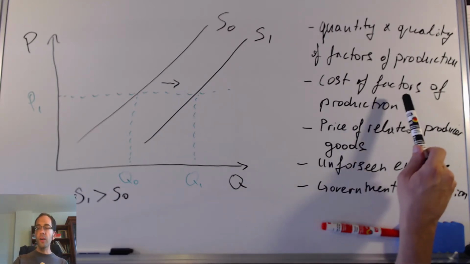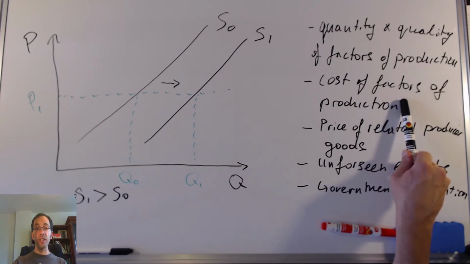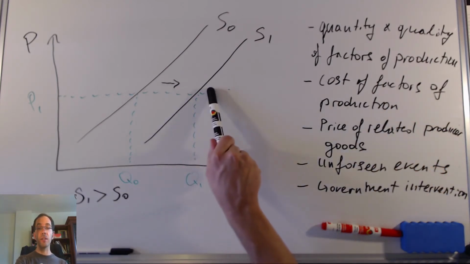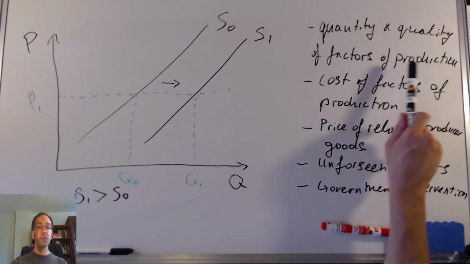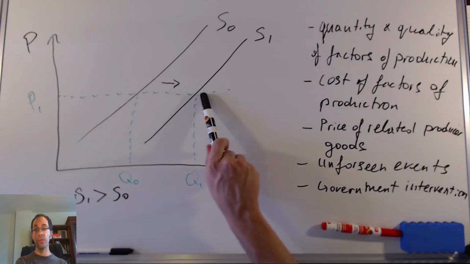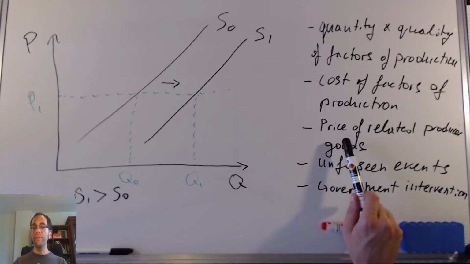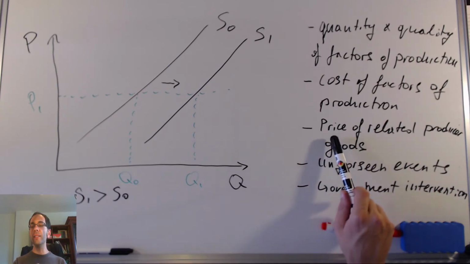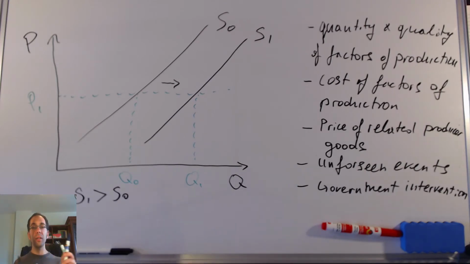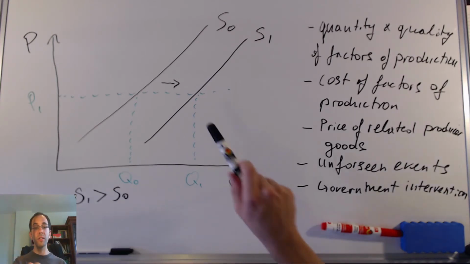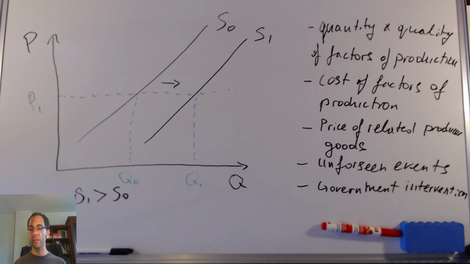So if the cost of factors of production declines, the supply will increase and will be shifted to the right. If the quality or quantity improves, the supply will increase and will be shifted to the right. If, let's say, the price of the related producer good is declining, meaning that nobody wants to buy these guys, then I'll decide to produce more of these guys. So once again, the supply will increase.